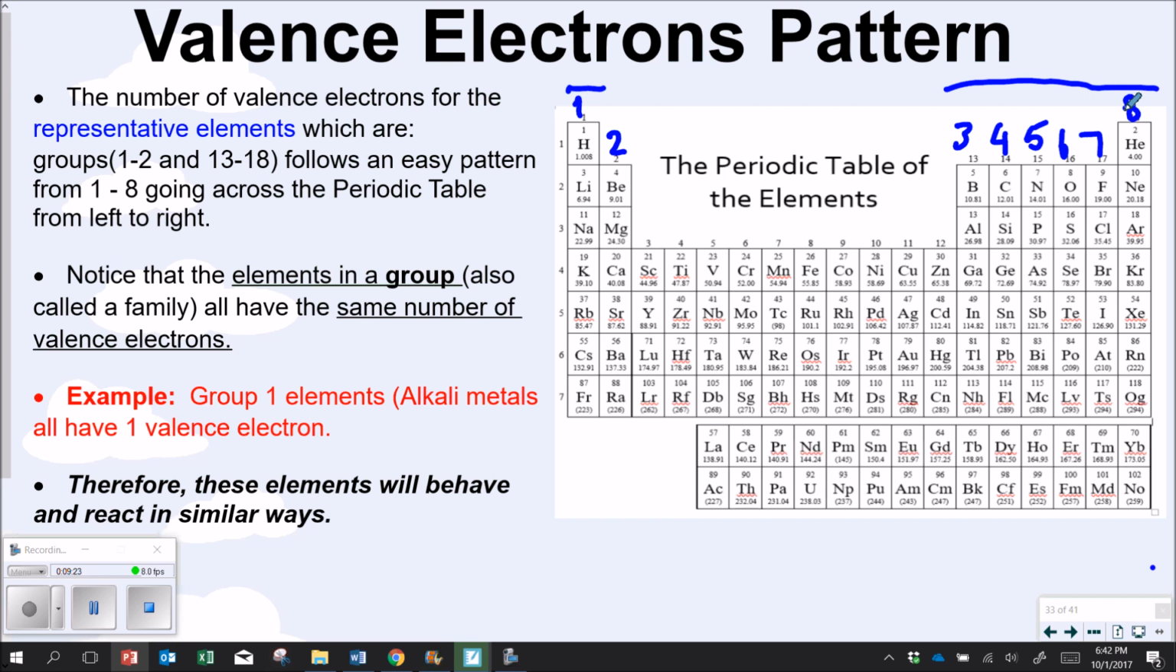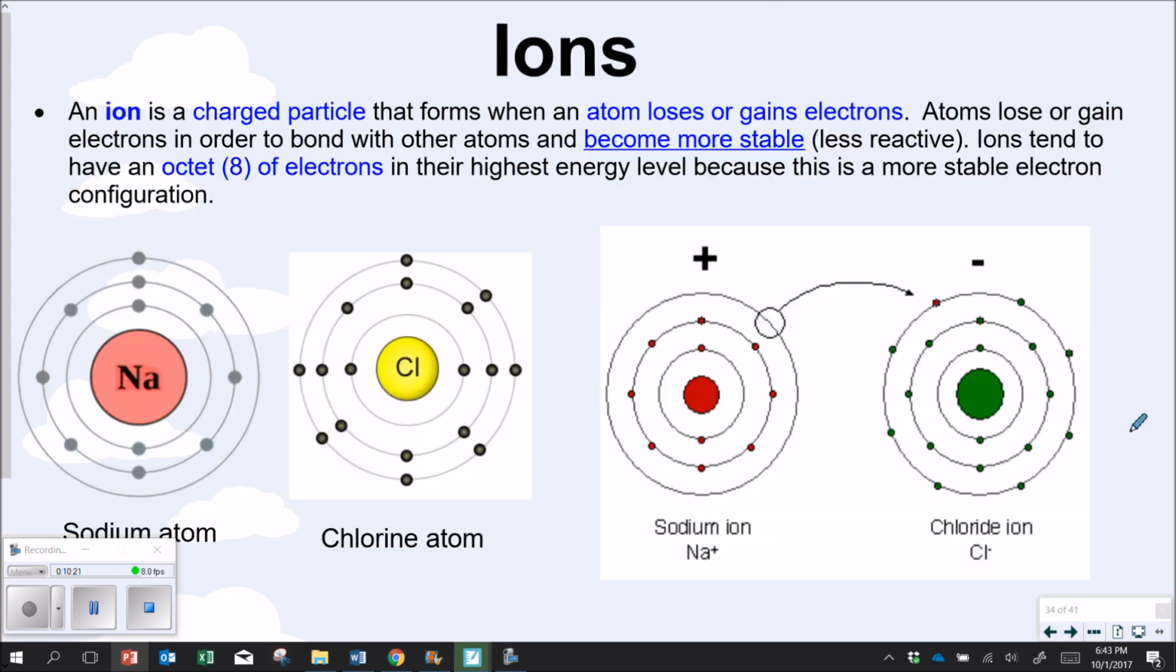Notice that the elements in a group, also called a family, all have the same number of valence electrons. So if I ask you what is the number of valence electrons for magnesium or strontium, it will be 2. For silicon or carbon, they will be 4, etc. All elements in group 1, which are called the alkali metals, will have 1 valence electron. All the elements in group 6 will have 6 valence electrons. Therefore, these elements will also behave and react in similar ways.